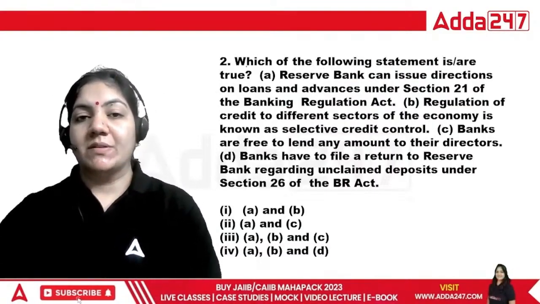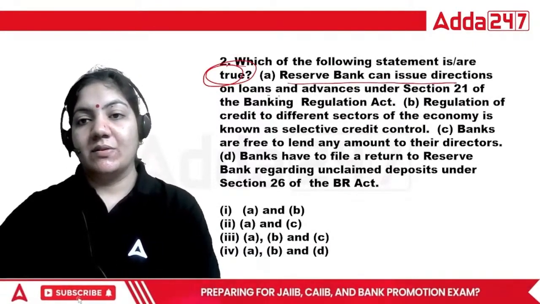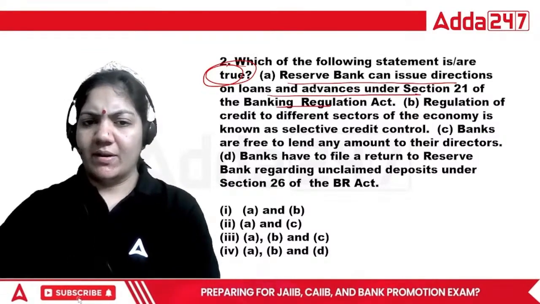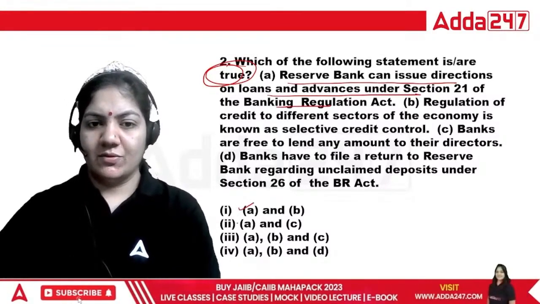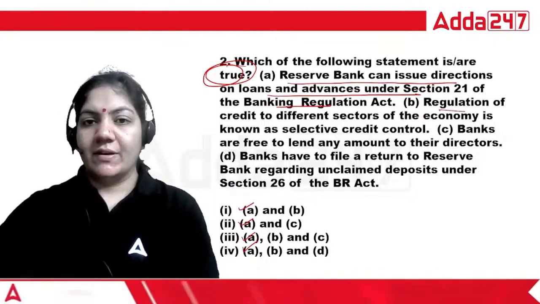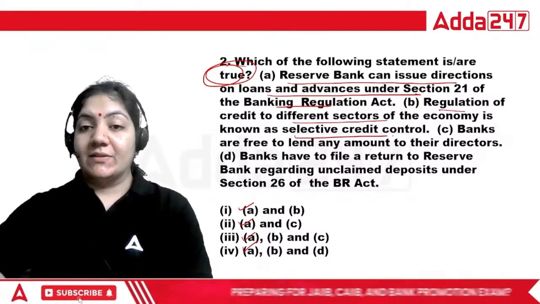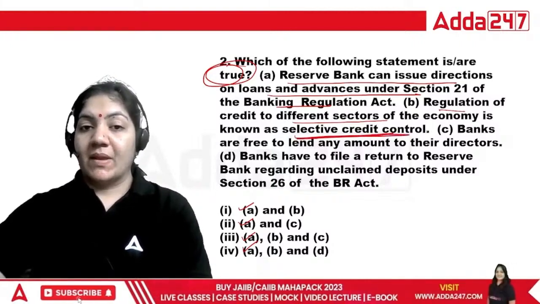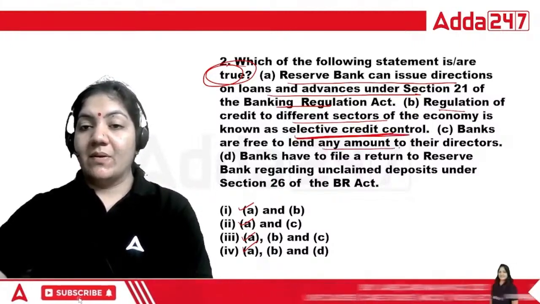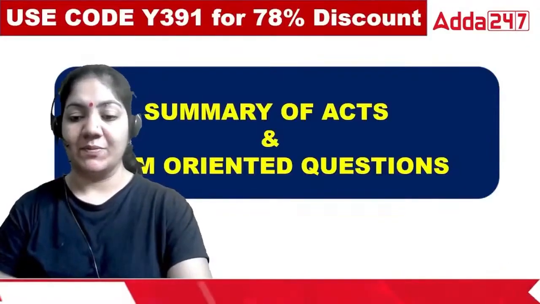Which of the following statements is true? The Reserve Bank can issue directions on loans and advances under Section 21. That is true. Regulation of credit of different sectors of the economy is known as selective credit control. Banks are free to lend any amount to the directors, which is false.